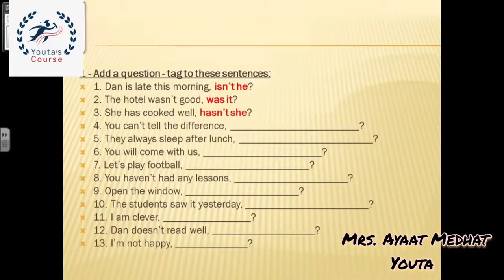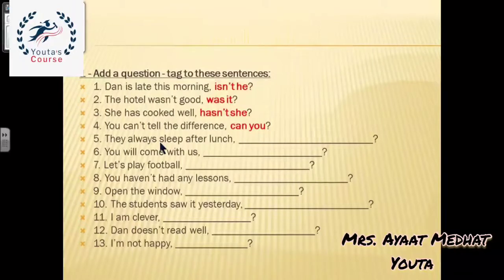You can't tell the difference. We have here a modal verb, can, but it's in the negative form, can't. So it will be, can you? They always sleep after lunch. Do we have any of verb to be? Am, is, are, was, or were? No. Do we have any of verb to have? Have, has, or had? No.